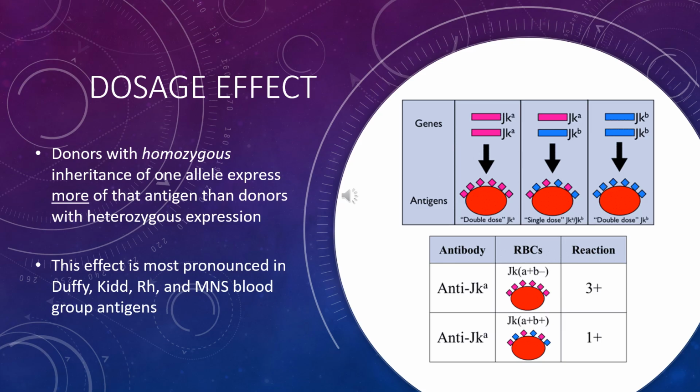Dosage effect means that the donors who are homozygous for an allele corresponding to a blood group antigen are going to produce more of that antigen than a heterozygous donor.